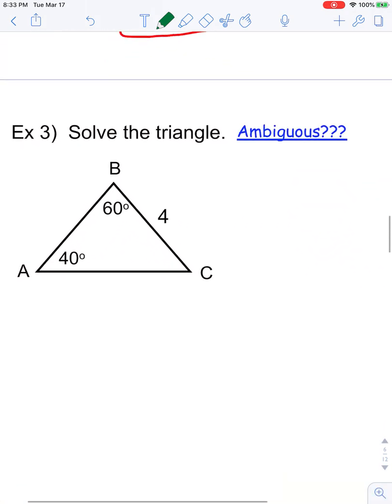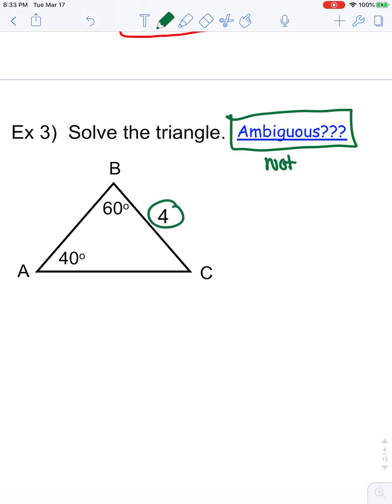Okay. Second example. Once again, always ask yourself, is this an ambiguous case? Because if it is, we're going to have to look at a few more details. But again, in this example, this is not ambiguous. We are only given one side, and that's side 4. So we don't need to check out any unusual situations.